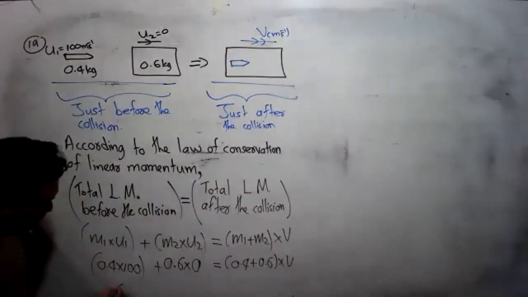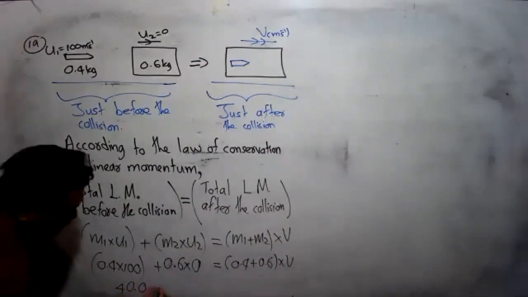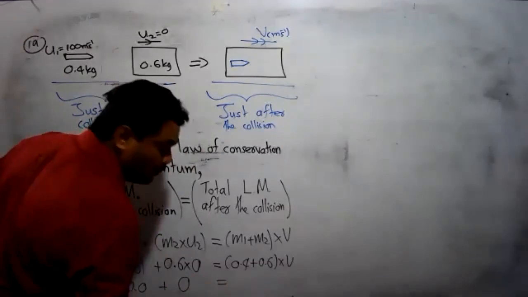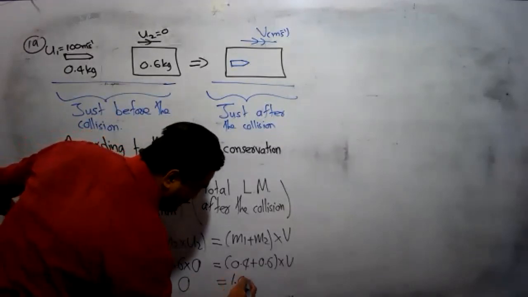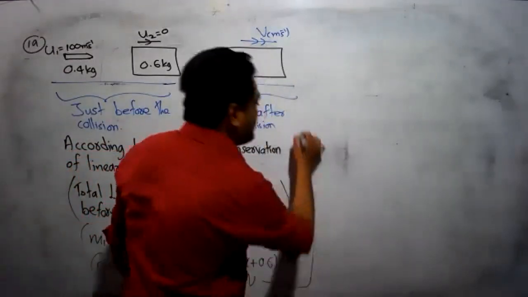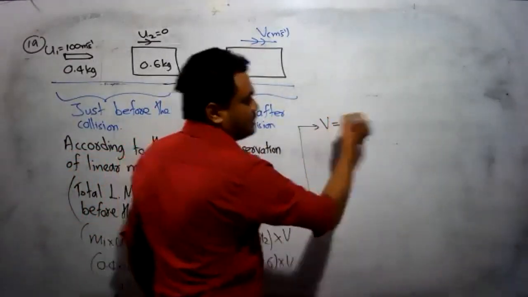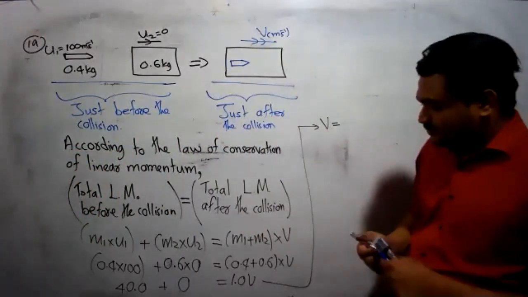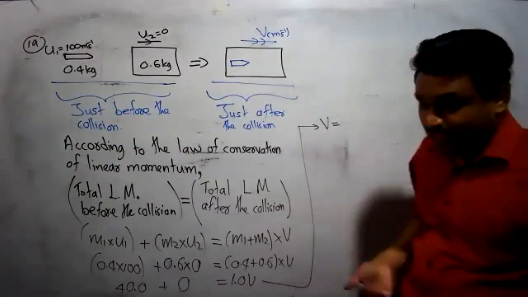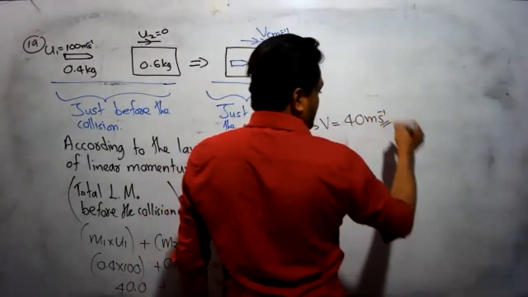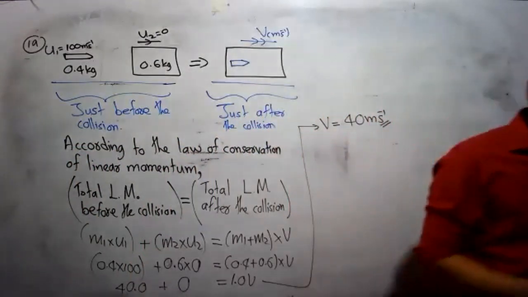0.4 into 100 is 40. 0 into anything is 0. 0.4 plus 0.6 is 1.0. So it means v equals, what is v here? Somebody unmute the mic and tell me, what is the velocity of the block with the bullet after the collision? 40 meters per second. Okay, dear?